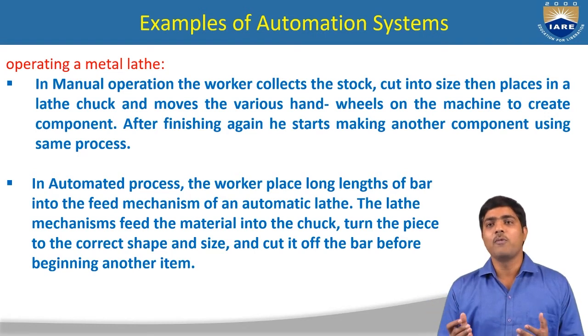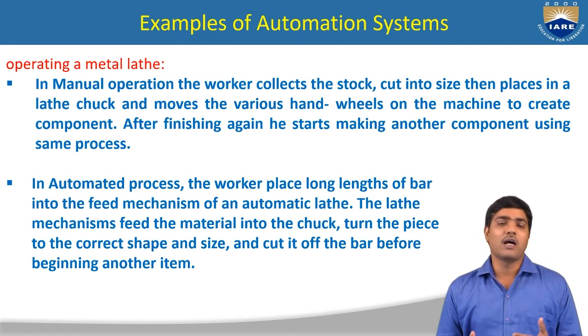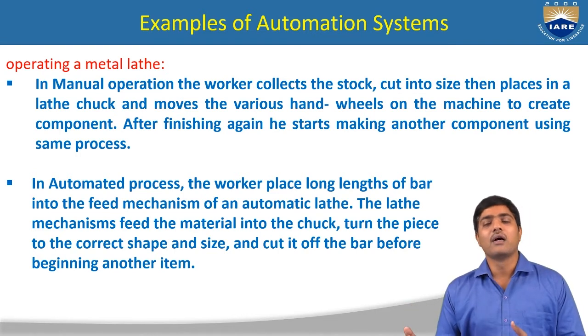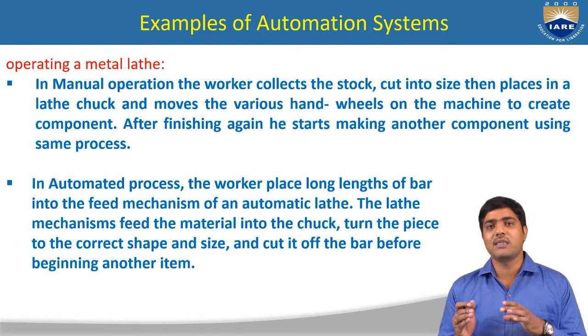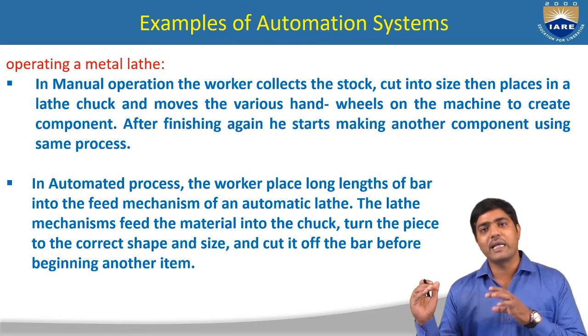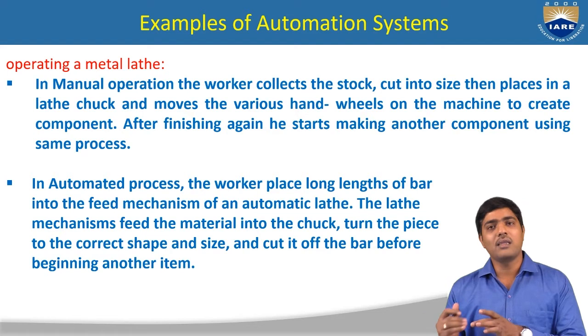So here the human intervention is very little. He only puts the long bars into the feeding mechanism, and then it automatically creates the components. One more advantage is that if the automated process creates 100 products, all 100 products will look similar in terms of length and size. But in the manual case, if he creates 100 products, there may be variations in the size.